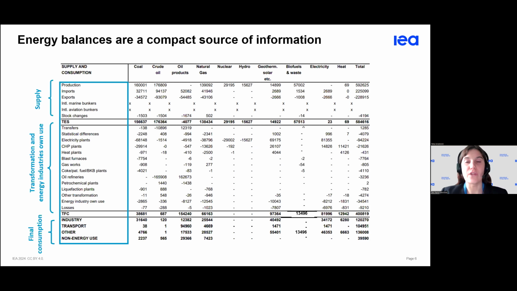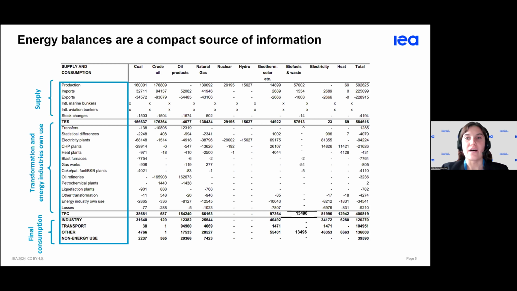So on the rows of the energy balance, we have the different energy flows. On the top, we have supply. This summarizes all the energy coming in and out of the country, and this is summarized as total energy supply. Total energy supply is a very important indicator, and it essentially summarizes the energy available for domestic consumption within a country.